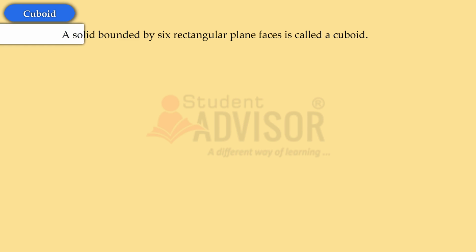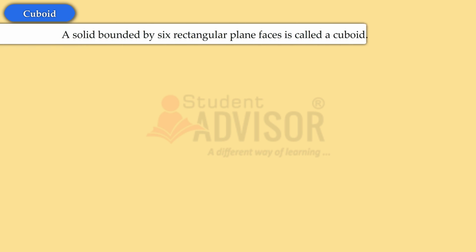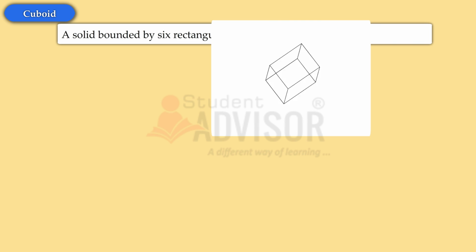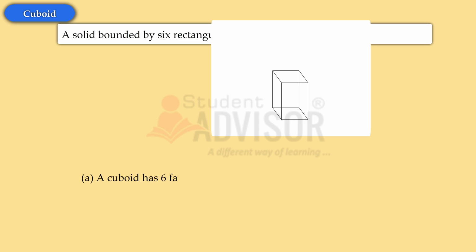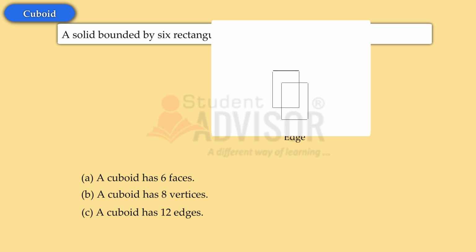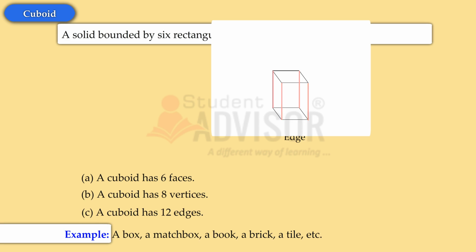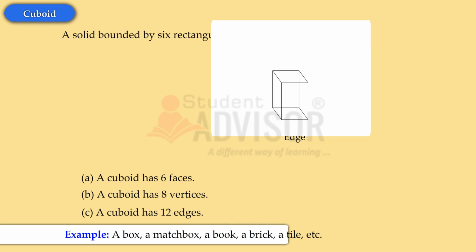Cuboid. A solid bounded by 6 rectangular plane faces is called a cuboid. A. A cuboid has 6 faces. B. A cuboid has 8 vertices. C. A cuboid has 12 edges. Study the given example. A box, a matchbox, a book, a brick, a tile, etc.